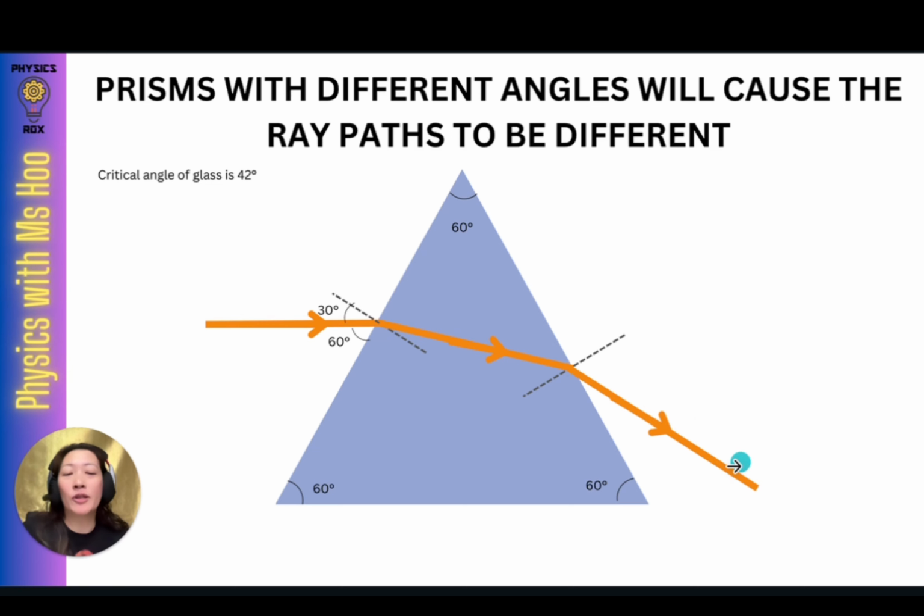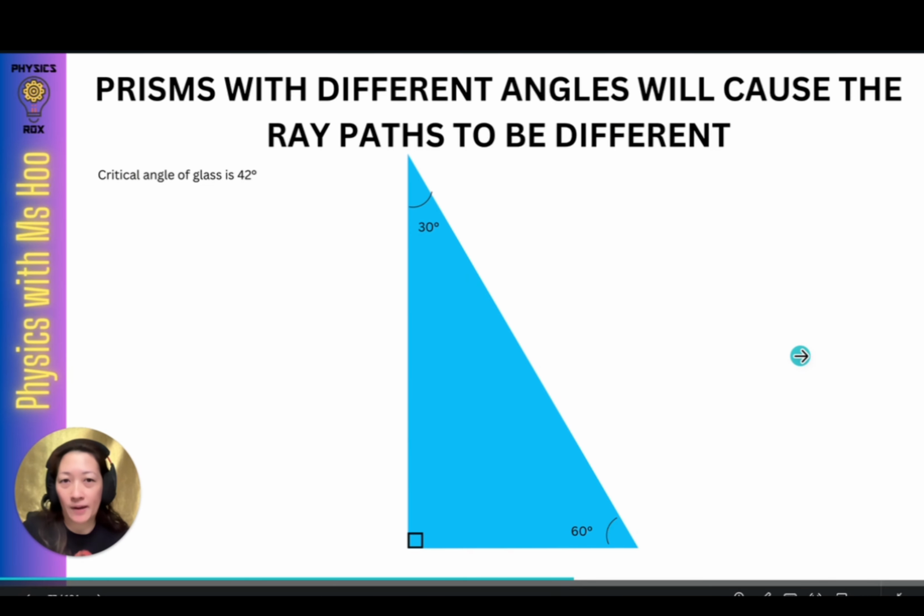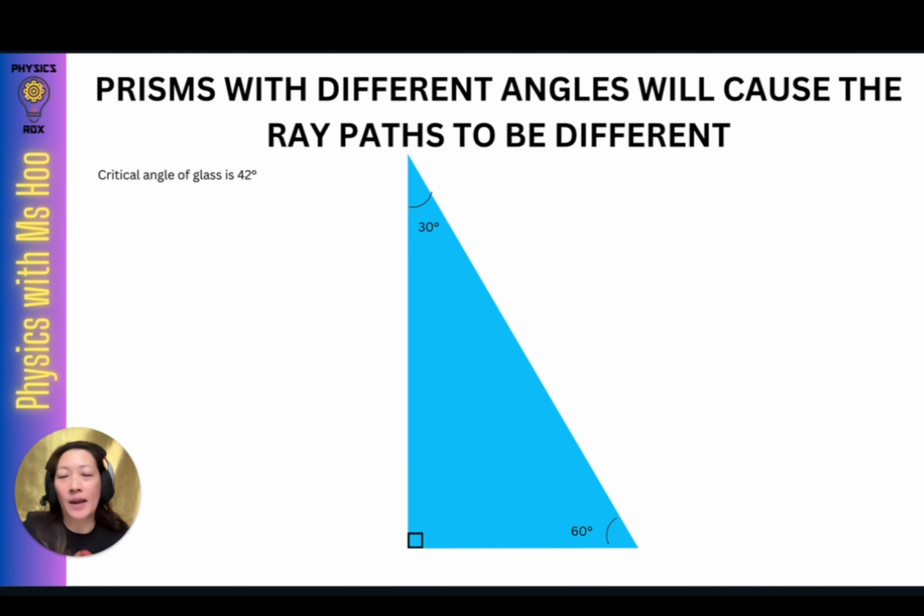So again, the emergent ray and the incident ray are not parallel nor perpendicular to each other. What if we use a right angle prism, but the other two angles are not 45 degrees? So say we've got a prism like this, where the other angles are 30 degrees and 60 degrees respectively. Again, let's have the ray path entering the prism from the left side, like so.